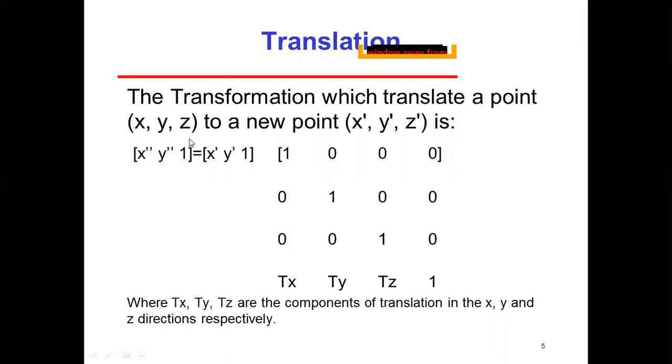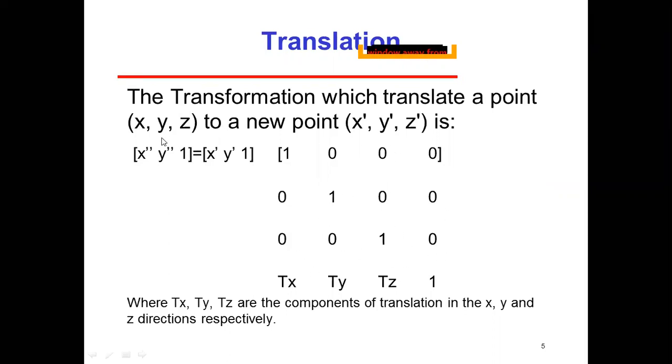We are considering the x, y, z plane. This is the 3D case. This is just the typing mistake: I forgot to type z double dash 1, and again x dash, y dash, z dash 1. Besides this everything is okay, no problem at all. You can change this to x double dash, y double dash, z double dash, 1 equal to x dash, y dash, z dash, 1, and then the same matrix will come.